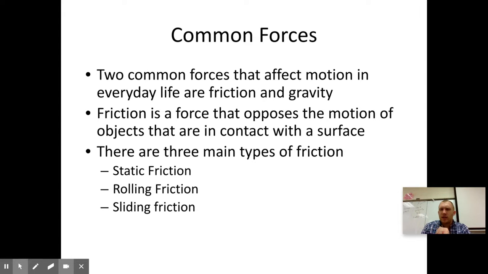Not needed for the test, but just as you're thinking about types of friction, like tires versus trying to slide your hand along the floor versus maybe falling through the air and experiencing air resistance, which is a type of friction.